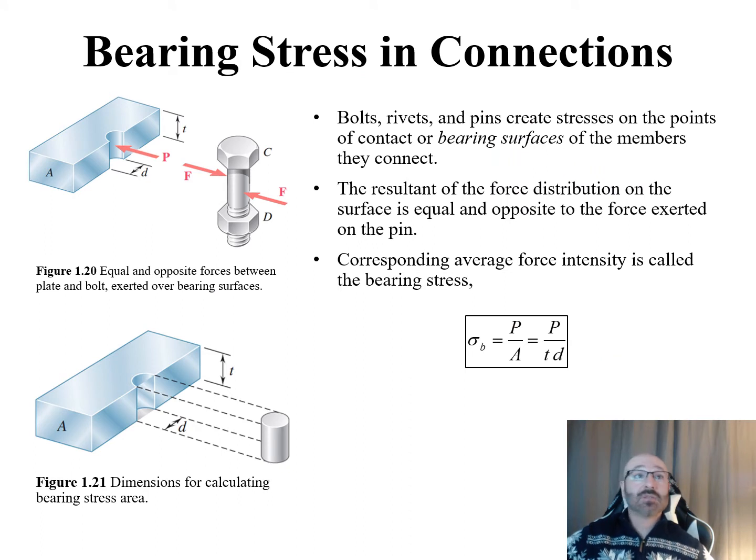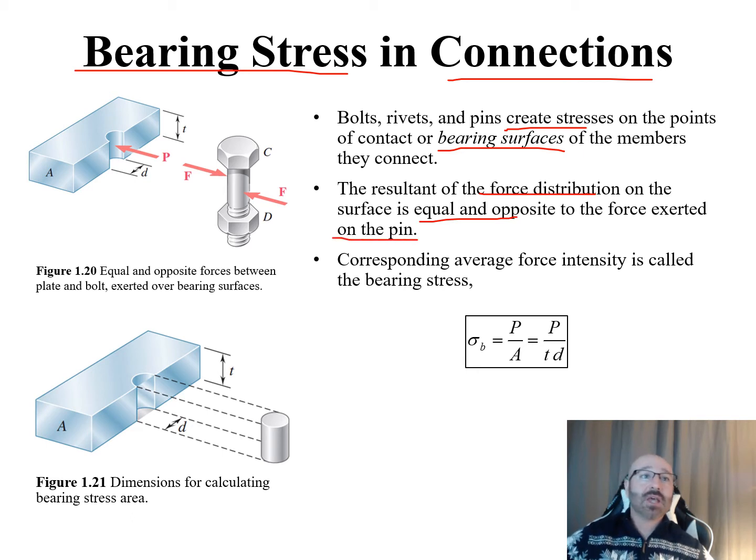Next thing we're going to take a look at is bearing stress in connections. If we're talking about bolts, rivets, pins, these are going to create stresses on the points of contact, or what we're calling our bearing surfaces of the members that they connect. Now, the resultant of the force distribution on the surface is going to be equal and opposite to the force exerted on the pin. We can see that over here in figure 1.20, equal and opposite forces between the plate and bolt exerted over the bearing surfaces. You can see there's your bearing surface right there. There's your load P coming out here, whereas you have your forces coming in here on the actual bolt right there.